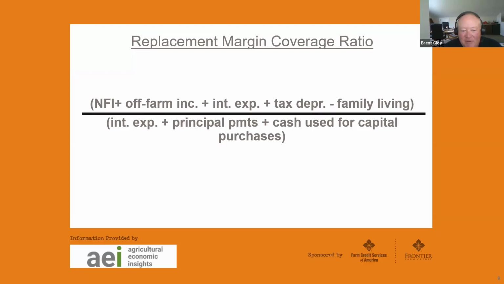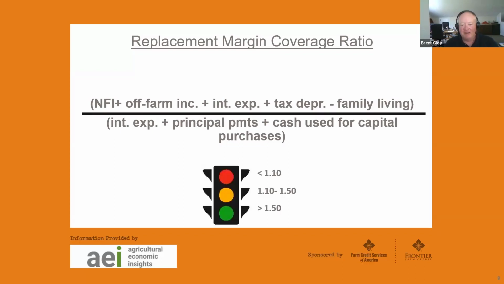And then the bottom is the interest expenses, the principal debt service that we have, and the cash that we had used for capital purchases already. So those are cash outflows. And so you're basically just taking the ratio of your in to the out. And we want that number to be bigger than 1. And kind of a rough guide might be a red light, yellow light, green light thing, as shown below, where, if they're right around 1, what's that mean?